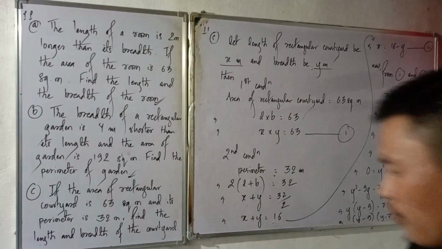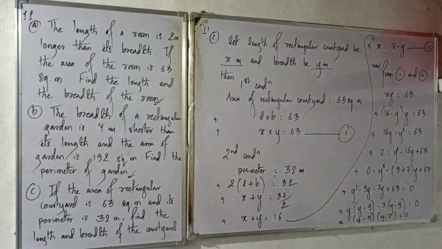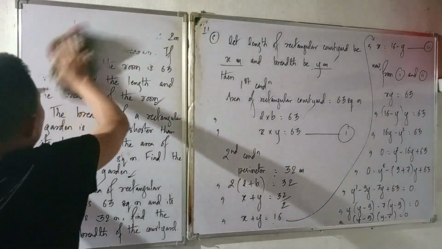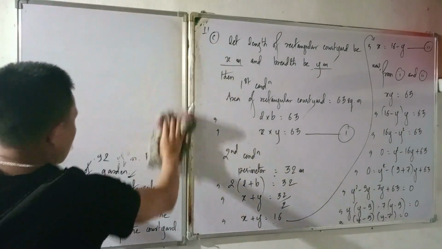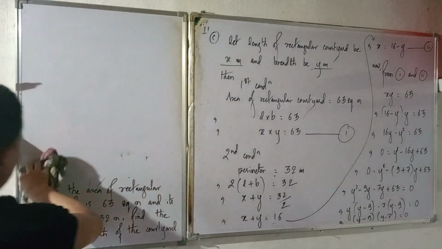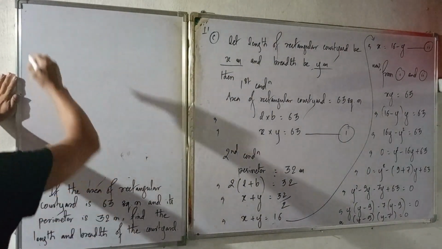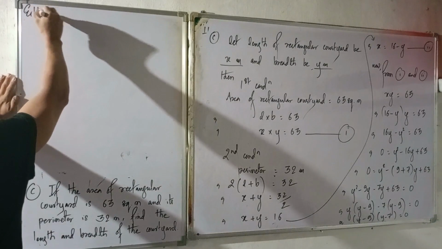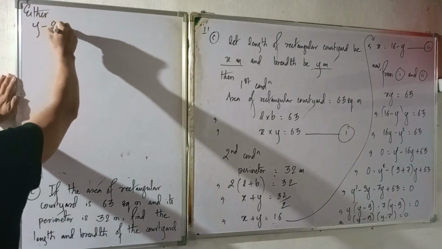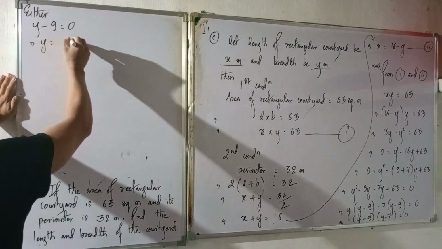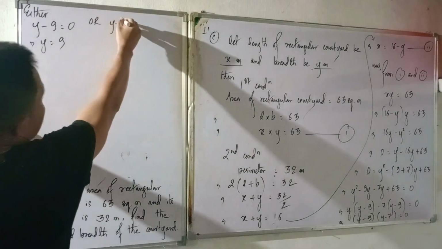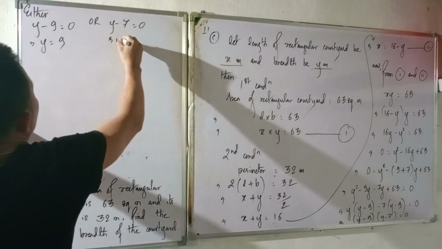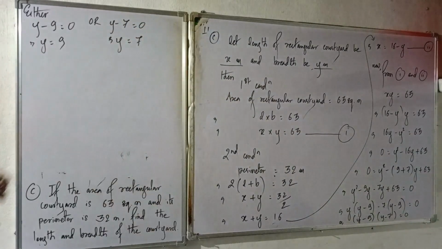Now you can do either. I'm going to rub out those A and B equations, we won't be needing them anymore. So either y minus 9 equals 0, or y equals 9, or y minus 7 equals 0, or y equals 7.